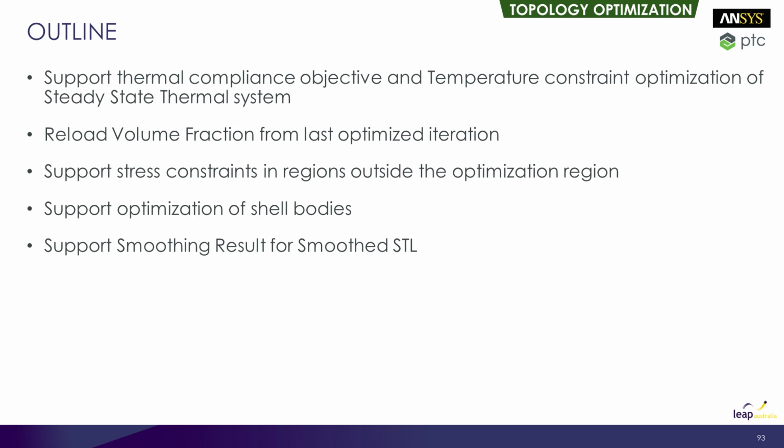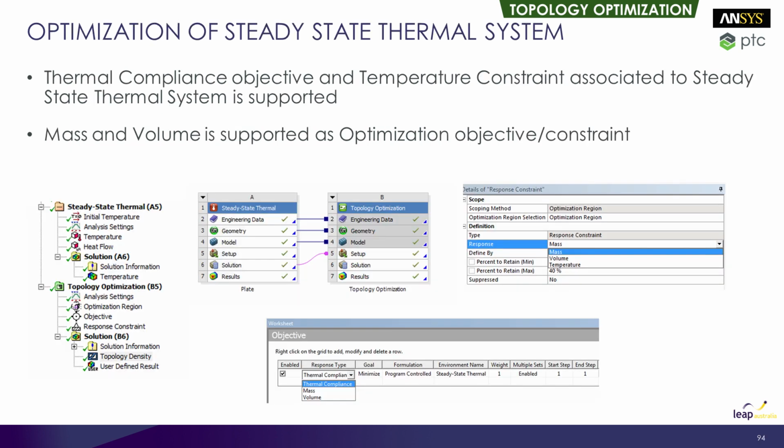So the new features in the ANSYS topology optimization: it supports thermal compliance. So if we're doing a thermal-based topology optimization, we can do that. And we can do a topology optimization based on both temperature and structural analyses. So I'll show you that in a moment. It supports stress constraints in regions outside of the optimization region. And we can optimize shell bodies. And also there's a smoothing option for when we export the STL.